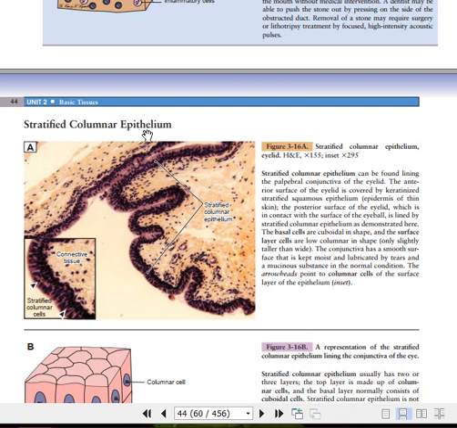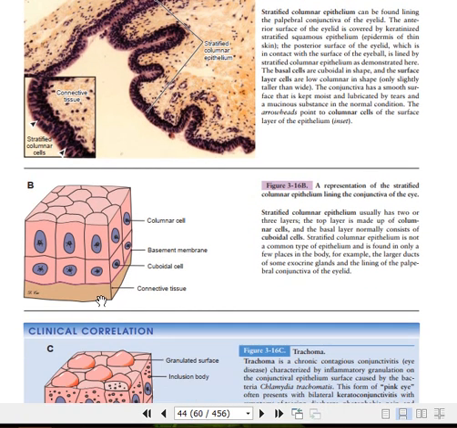Now, this stratified columnar epithelium is lining the palpebral conjunctiva, and this is how it looks. In this case, you have a histologic view of the palpebral conjunctiva of the eye, and you have a stratified columnar epithelium. You see here, these are the basal cells. Here, this is the connective tissue, and at the apical-most layer, you are going to have columnar cells. That is why it is called stratified columnar epithelium.